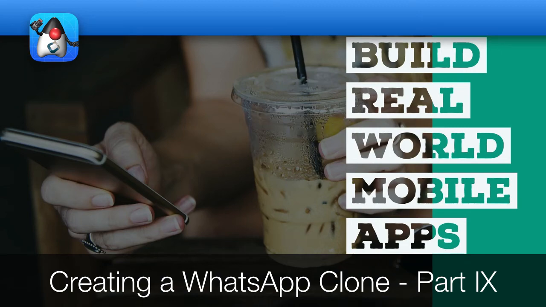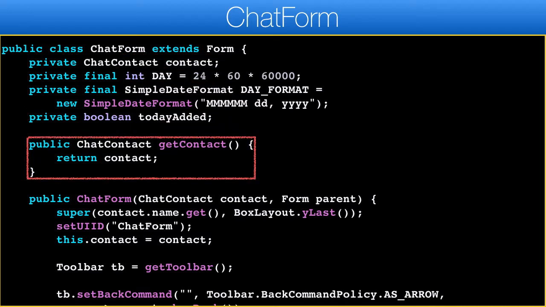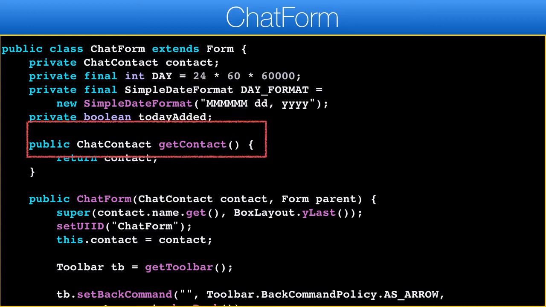The next step is the actual chat form. The chat form is a form like the main form we discussed earlier. A chat with a specific contact which is passed in the constructor as we saw in the previous main form. We also have a getter for this property, which we used in the main class to check if the current chat contact matches the one in the incoming message.